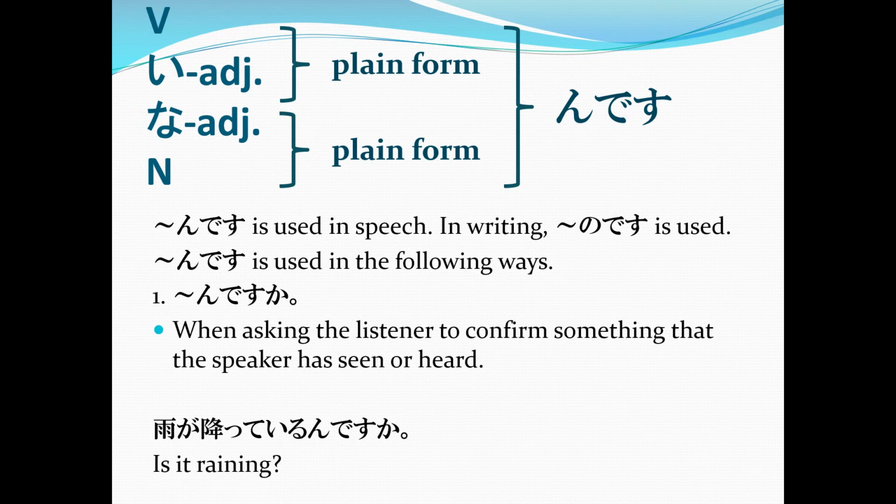Example, Ame ga futte irun desu ka? Or is it raining? Now, why did the speaker ask this question to the listener? Because the speaker has seen someone holding a wet umbrella. Typically when we see someone holding a wet umbrella, it just means that it is raining or did rain outside. Now, the presence of a wet umbrella made the speaker question what he or she has seen. That's why he or she uses the desu ka at the end of the sentence. You got that?